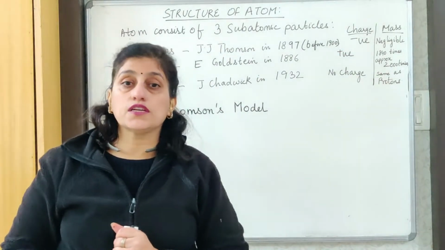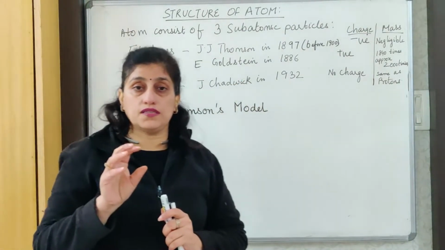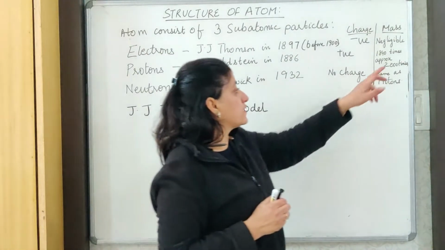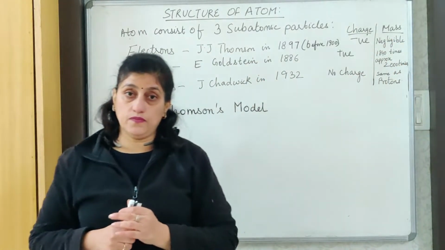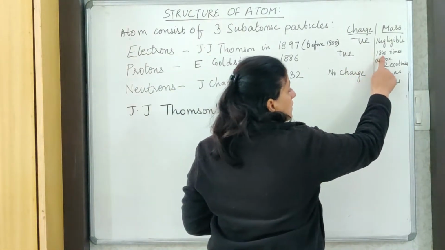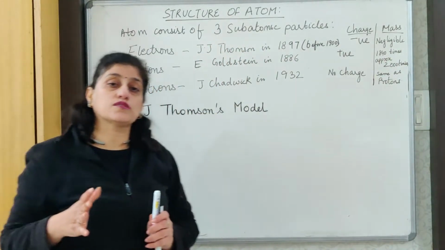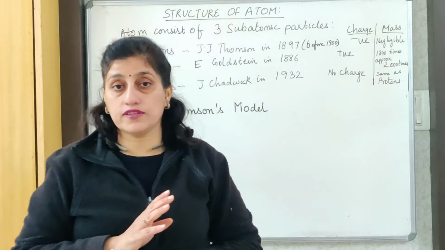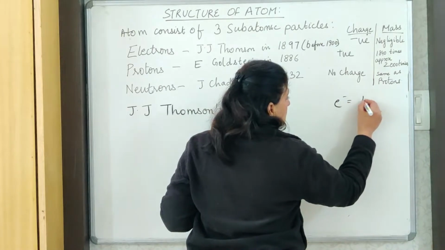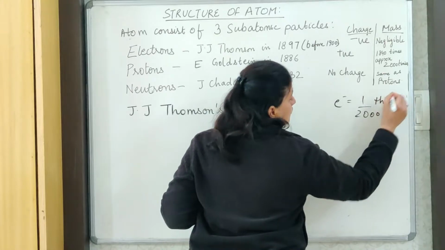This is about charge. Now coming to the mass, the electrons have almost no mass. They are extremely small particles and hence the mass of electrons is taken as negligible. And the mass of proton is roughly 1840 times the mass of an electron, or we can say approximately 2000 times the mass of the electron. Or we can say that the mass of electron is 1/2000 times that of proton.